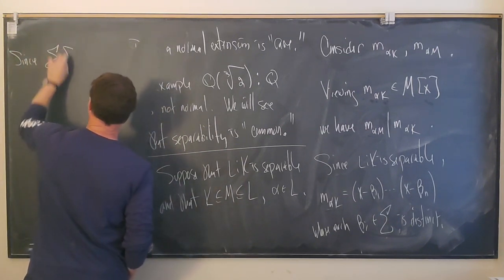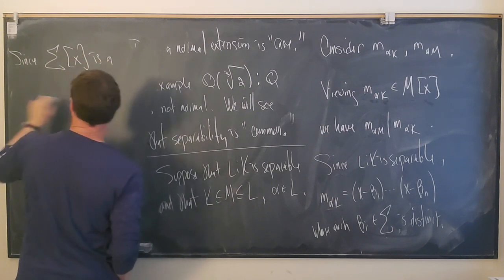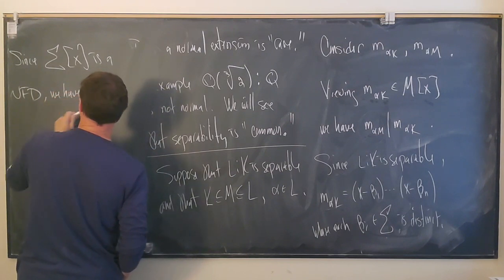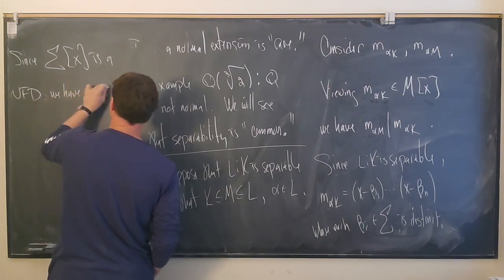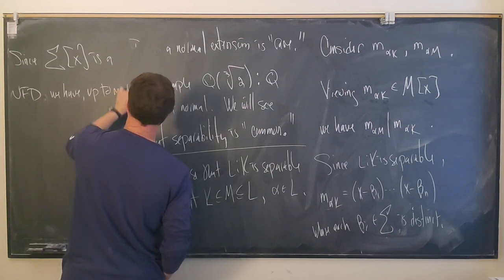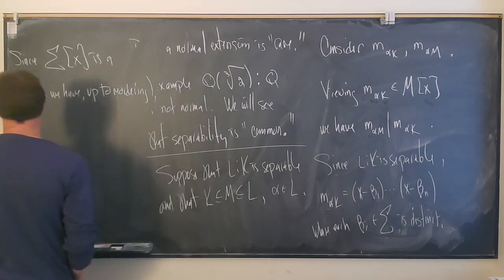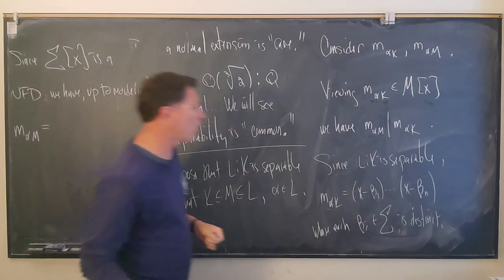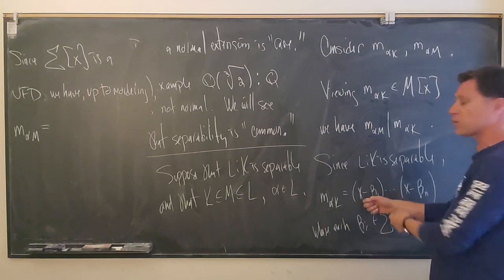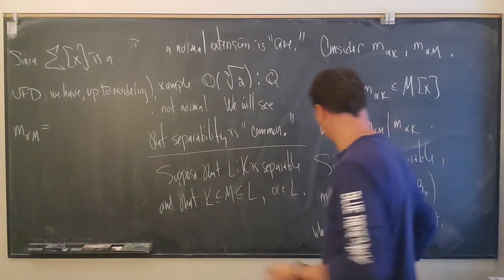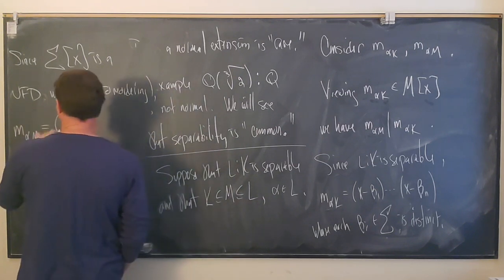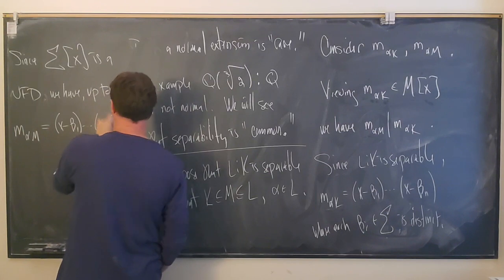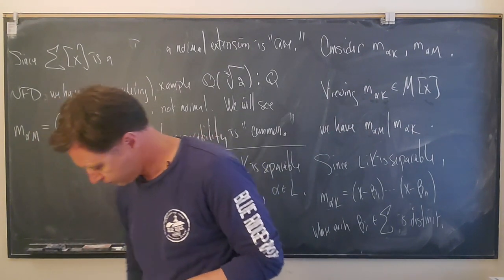Since sigma bracket x is a UFD, we have, up to reordering, that m sub alpha M is going to look like some of the factors here, and so we might as well assume up to reordering that it's the first few of them. So m sub alpha M equals x minus beta 1 up through x minus beta R, for some choice of R.